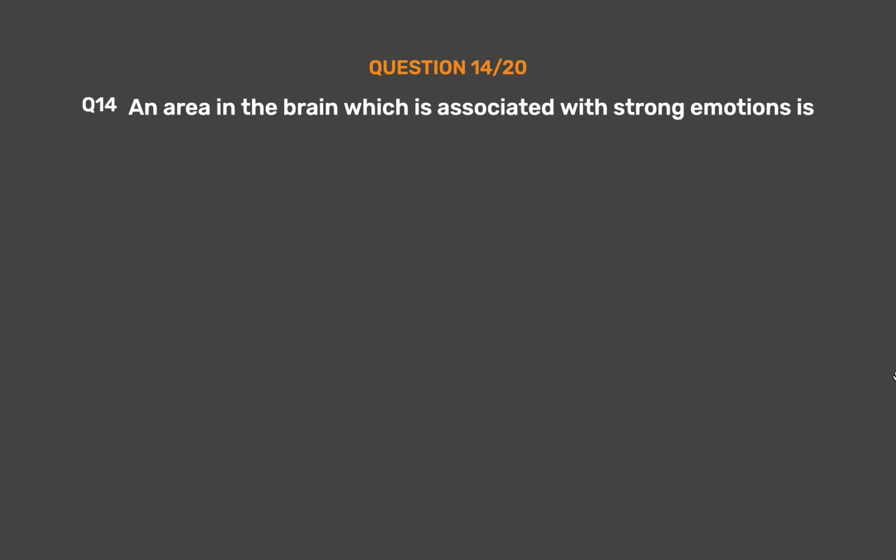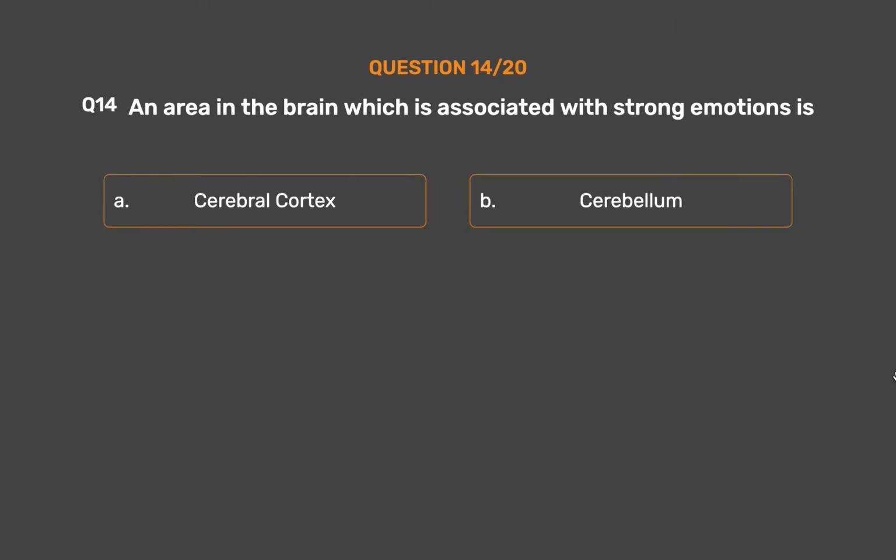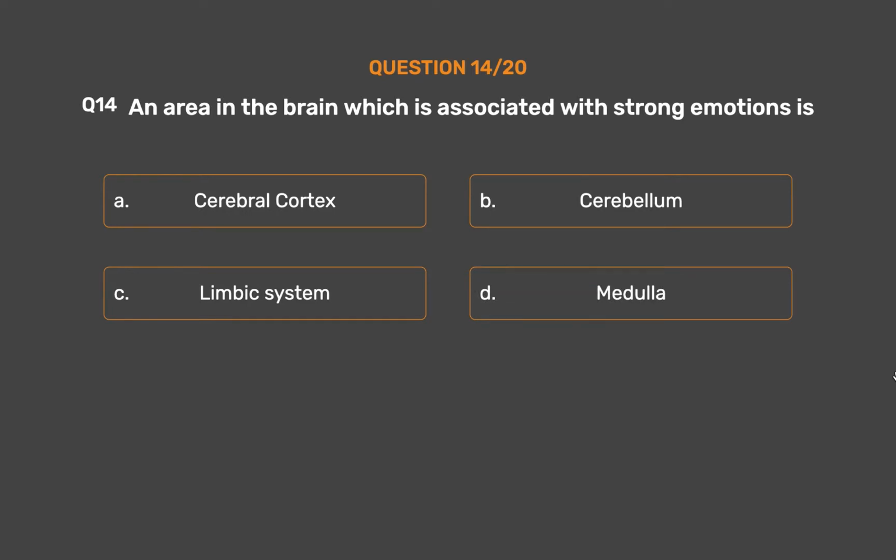Question number 14. An area in the brain which is associated with strong emotions is: Option A, cerebral cortex. Option B, cerebellum. Option C, limbic system. Option D, medulla.